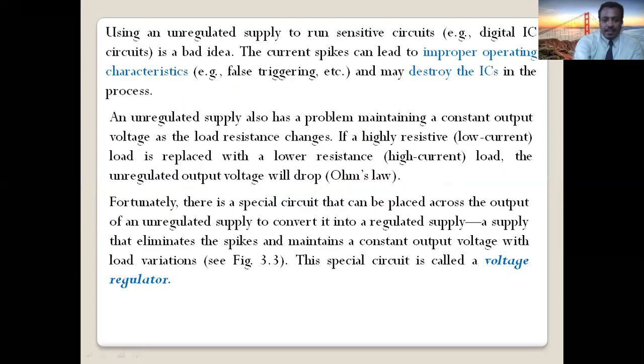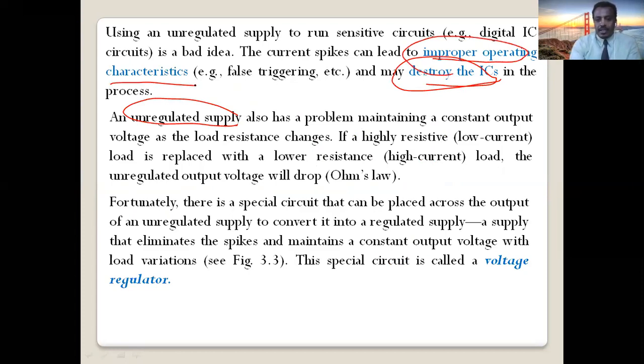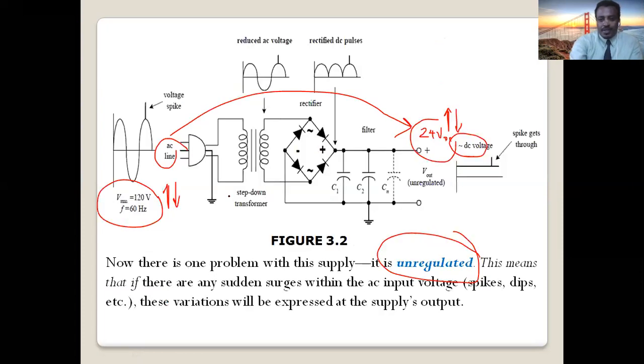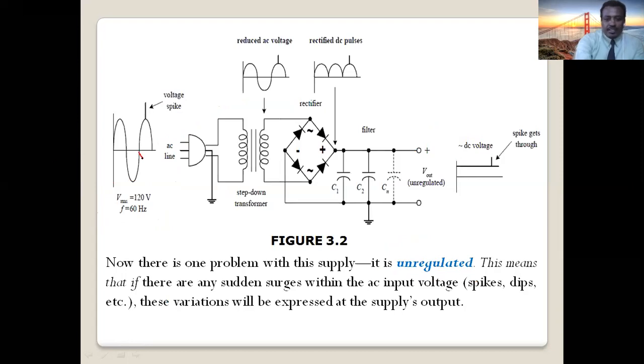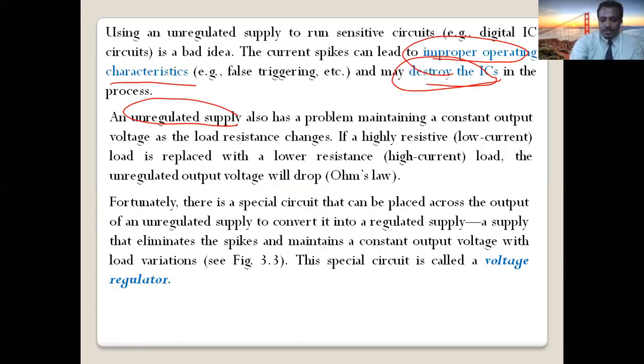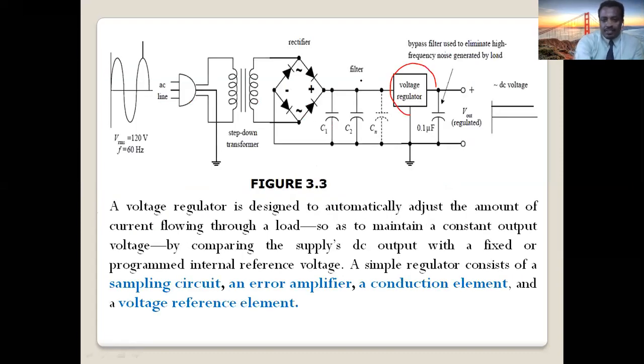As you can see here, the unregulated supply has two problems. What is the first one? It will destroy devices. Second one, improper operating characteristics. So what is the solution for this problem? Come here. We have AC, we have the step down transformer, we have our bridge rectifier, we have a filter. So this is what? Unregulated DC. Then what is the solution? We have to connect a device after the filter. After the filter, we have a DC, but it is unregulated DC.